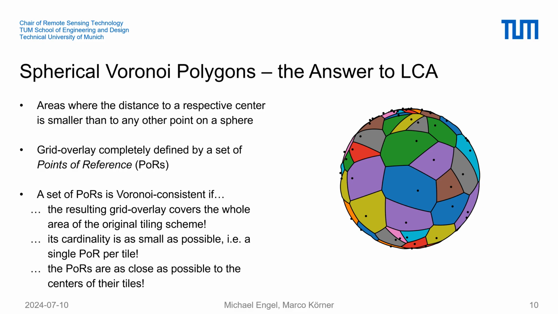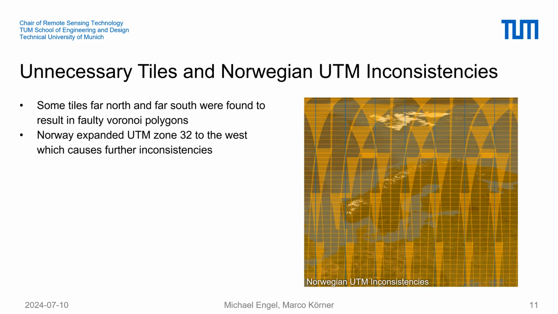However, the Sentinel-2 grid is not natively Voronoi consistent, which means that only by taking the centroids of the original tiling scheme, we do not result in a Voronoi consistent grid overlay. But why? Some unnecessary tiles and UTM inconsistencies close to Norway cause issues which make the Voronoi grid of the centroids not form that Voronoi consistent grid.